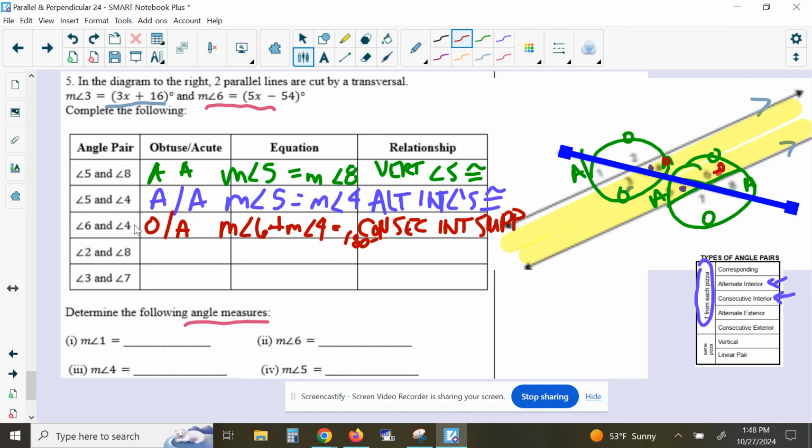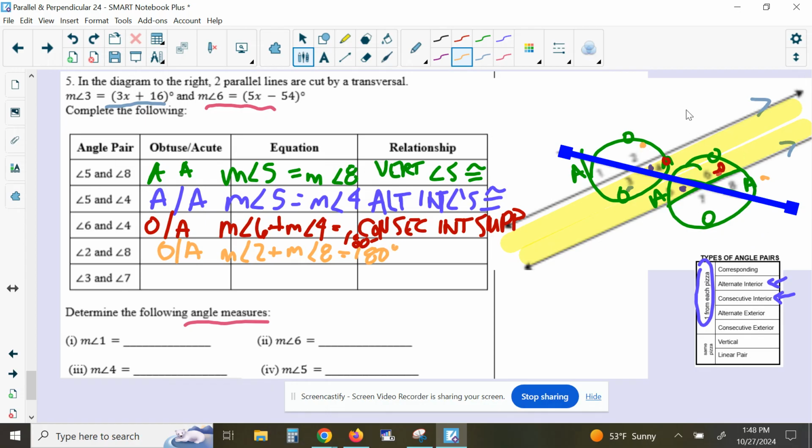Definitely don't have enough room in this thing with this marker. Okay, let's check out 2 and 8. Go orange. 2 is up here, and 8 is out here. So I got an O and an A again, which means that the measure of 2 plus the measure of angle 8 has to equal 180 degrees.